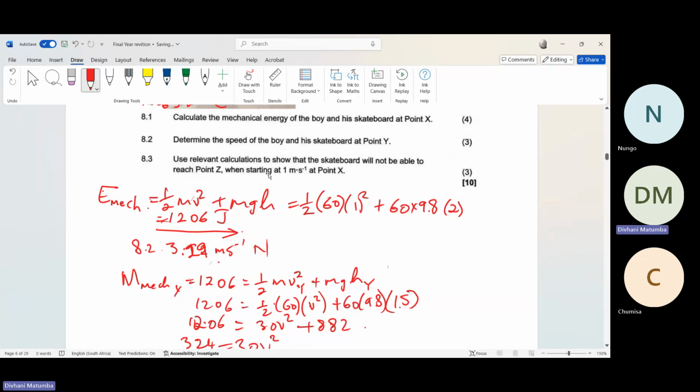Okay, they are saying 8.3, use relevant calculations to show that the skateboard will not be able to reach point Z. 2 minutes.